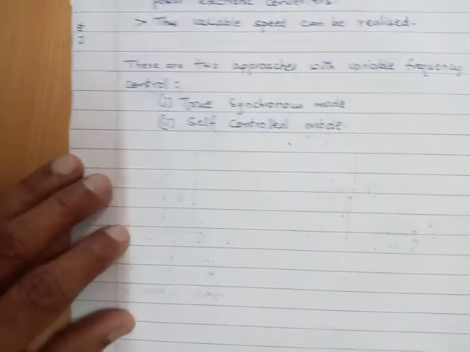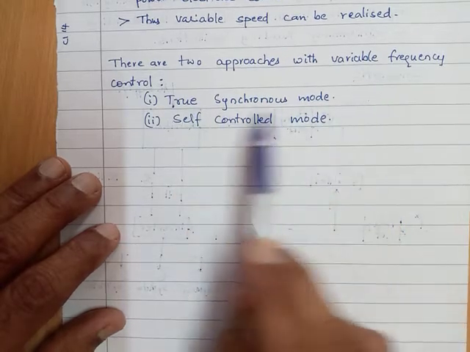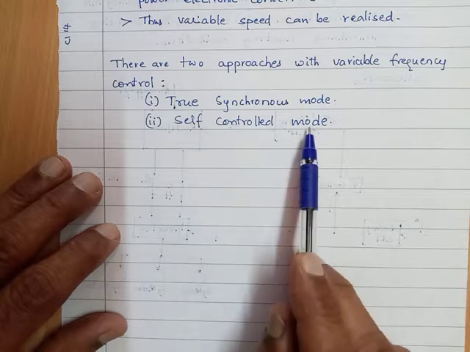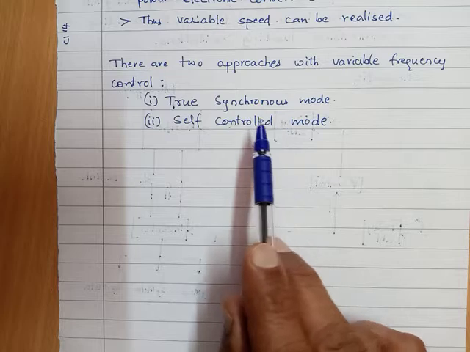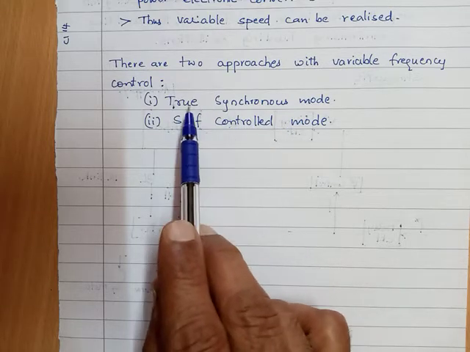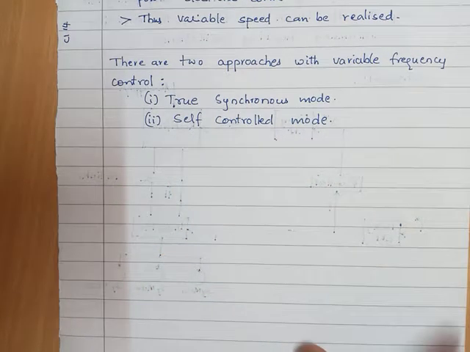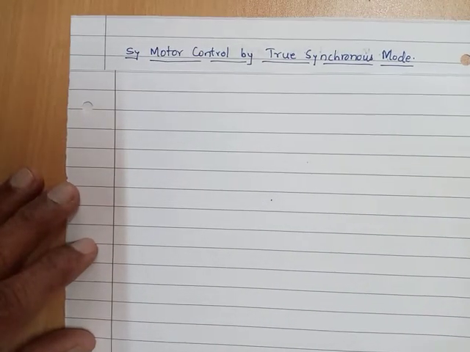Now, with this approach, the supply frequency variable, there are two methods. One is called true synchronous mode, another is called self controlled mode. So, using the variable supply frequency, there are two approaches. What are those? True synchronous mode and self controlled mode. First, we'll take up the synchronous motor control by true synchronous mode.